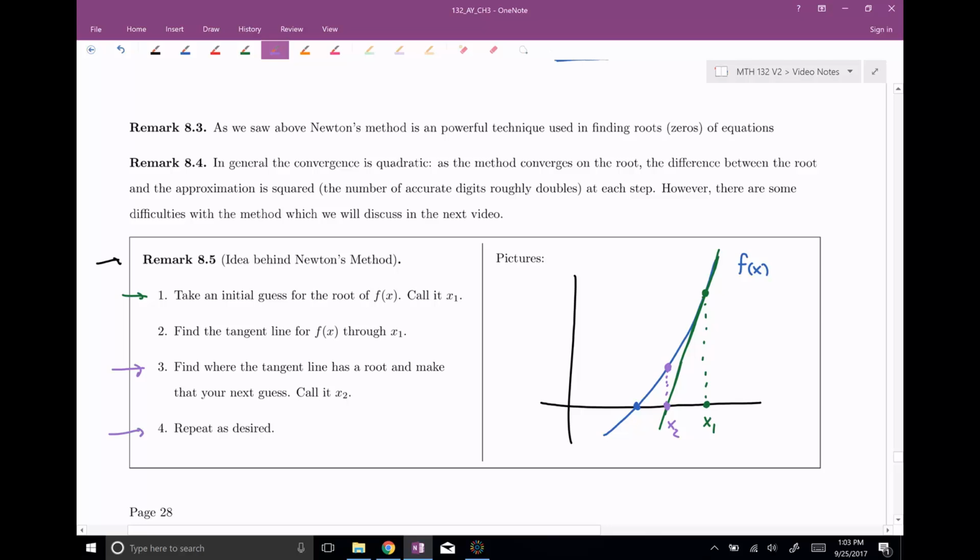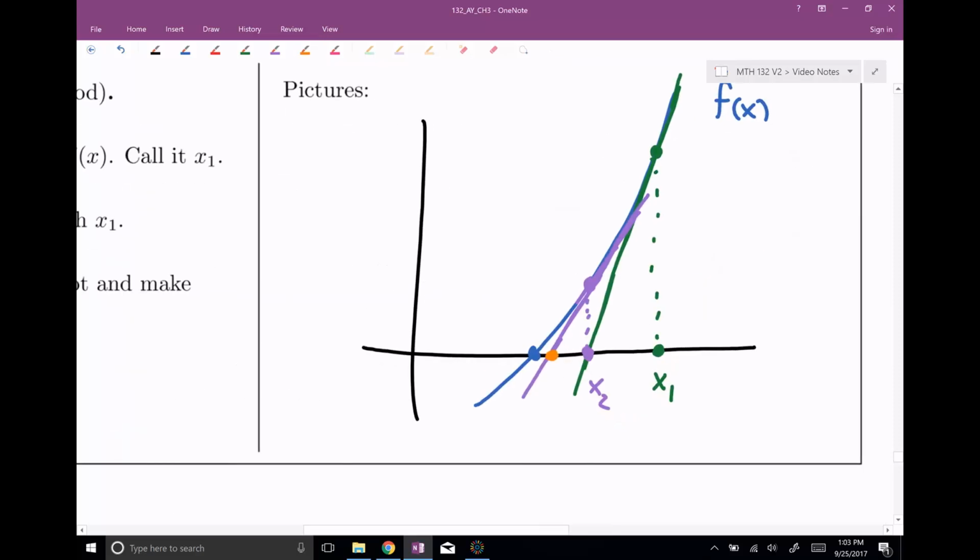Now we can repeat as desired. So we can find x3, x4, x5. Let's draw one more of these. If I draw another tangent line, there we are, and we can figure out where it crosses right here, and that would be maybe my third guess. And then we can go up here, that's my x3, and we could do another tangent line and another tangent line. So again, we're drawing tangent lines, figuring out where they cross, and that becomes our next guess. And that's why it's algorithmic, because you can run this for 100 steps or 1,000 steps. You can get better and better guesses.